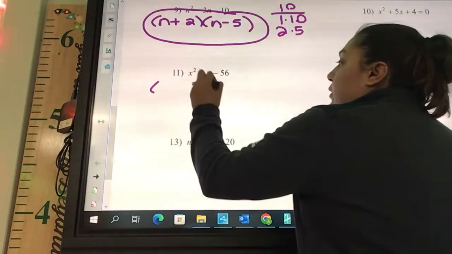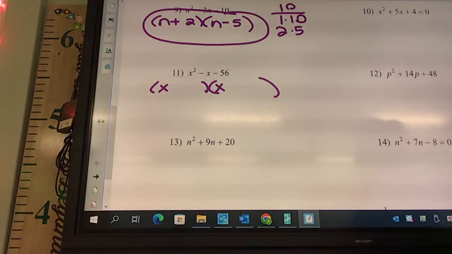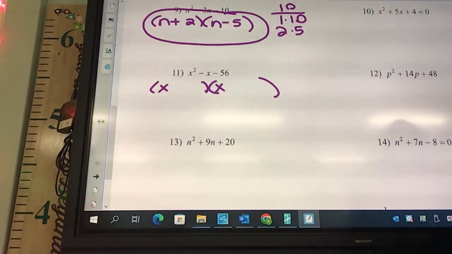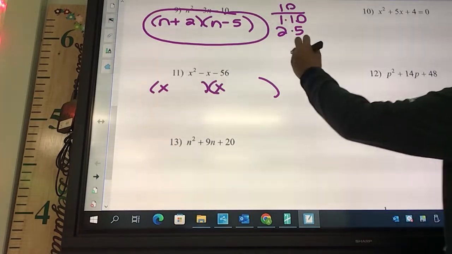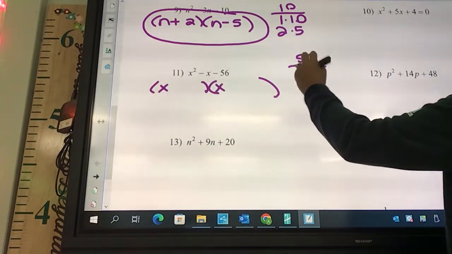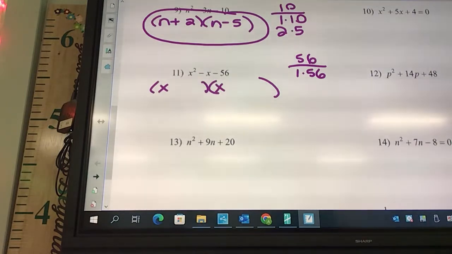Okay, 11, we're going to draw our parentheses. We're going to say x and x. We're going to find what number? 56. So our first one's going to be 1 and 56. On your calculator, say 56 divided by 2. 2 and 28.